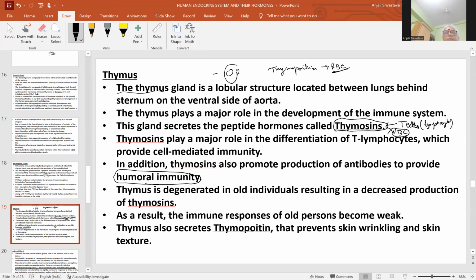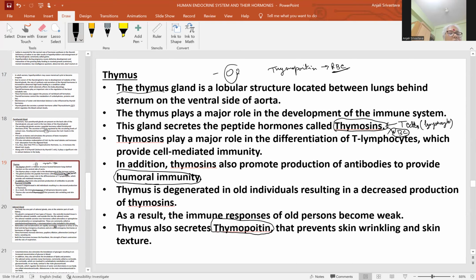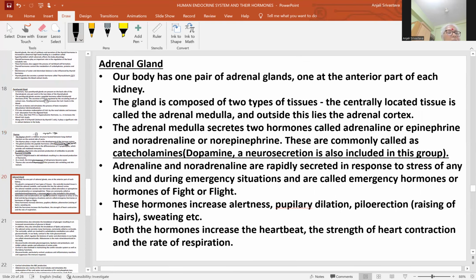This immune system is controlled by the thymus gland, and along with that, this thymopoietin hormone controls the skin wrinkling also. The wrinkles that come with age, which are very many in some people and fewer in others, remain under the control of this thymus gland.